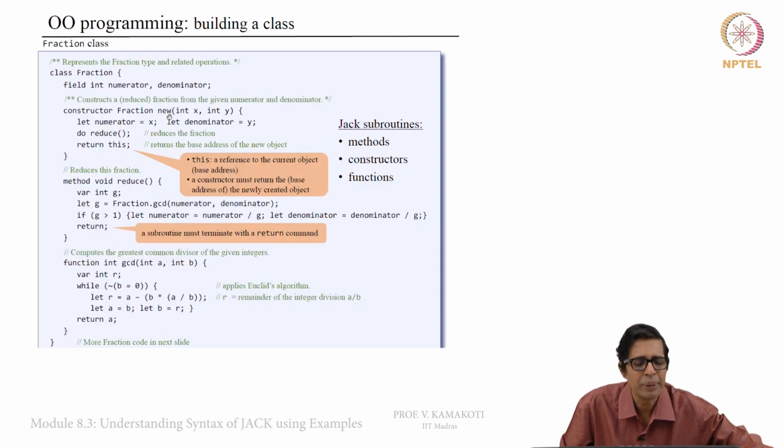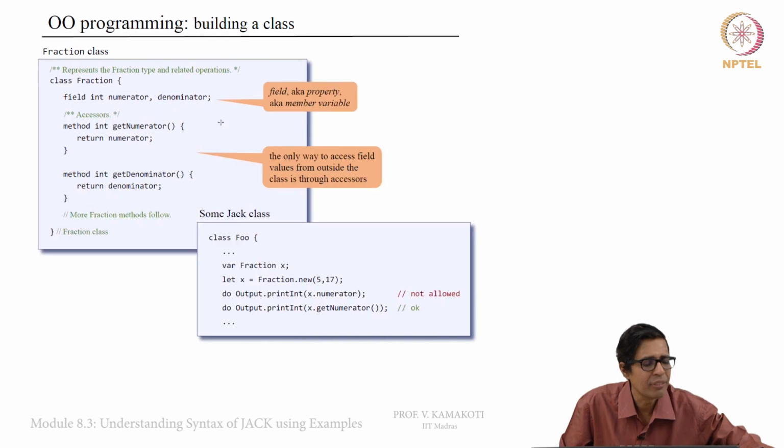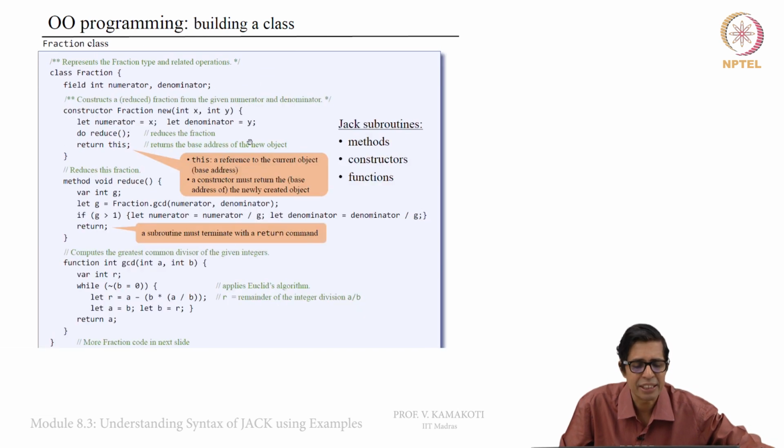Now, we have to see what we mean by the constructor function, fraction new int x comma int y. So, I gave 5 and 7 as input. What will it do? It will make let numerator equal to 5, let denominator equal to 7. So, x and y get assigned to those particular fields. So, when I create a new fraction, when a new object is created, the numerator of that will become x and the denominator y.